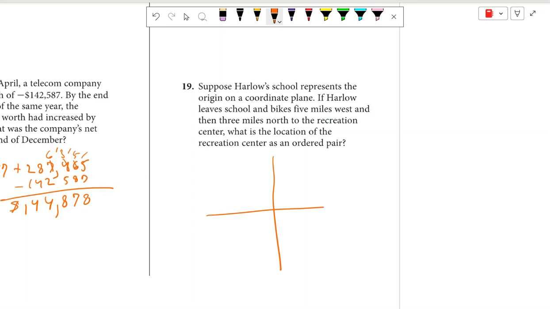So let's break this down. We have a coordinate plane, and that's what we're talking about. This is north, this is south, this is west, and this is east. So let's take a look at what Harlow's doing. If Harlow leaves school and bikes 5 miles west, so he goes 5 miles west, 1, 2, 3, 4, 5, and 3 miles north, 1, 2, 3. What is this location? This location is negative 5, positive 3. Remember, your first value is your x and your second value is your y. Make sure when you do this that you use your parentheses and your comma.